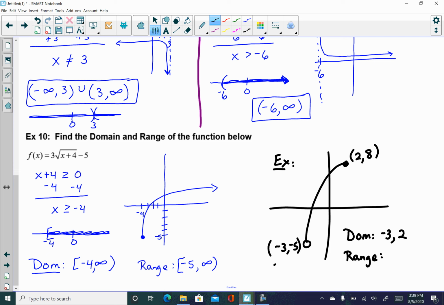Notice down here at negative 3 that it's an open circle. That open circle indicates a parenthesis. Up here at the 2 is a closed circle, so that indicates a bracket. For my range, smallest y value down here at negative 5, and then goes up to largest y value up there at positive 8. Same thing. This negative 5 has an open circle, so it gets a parenthesis. The positive 8 has a closed circle, so it gets a bracket. Okay, so just another little example there to express that for you.